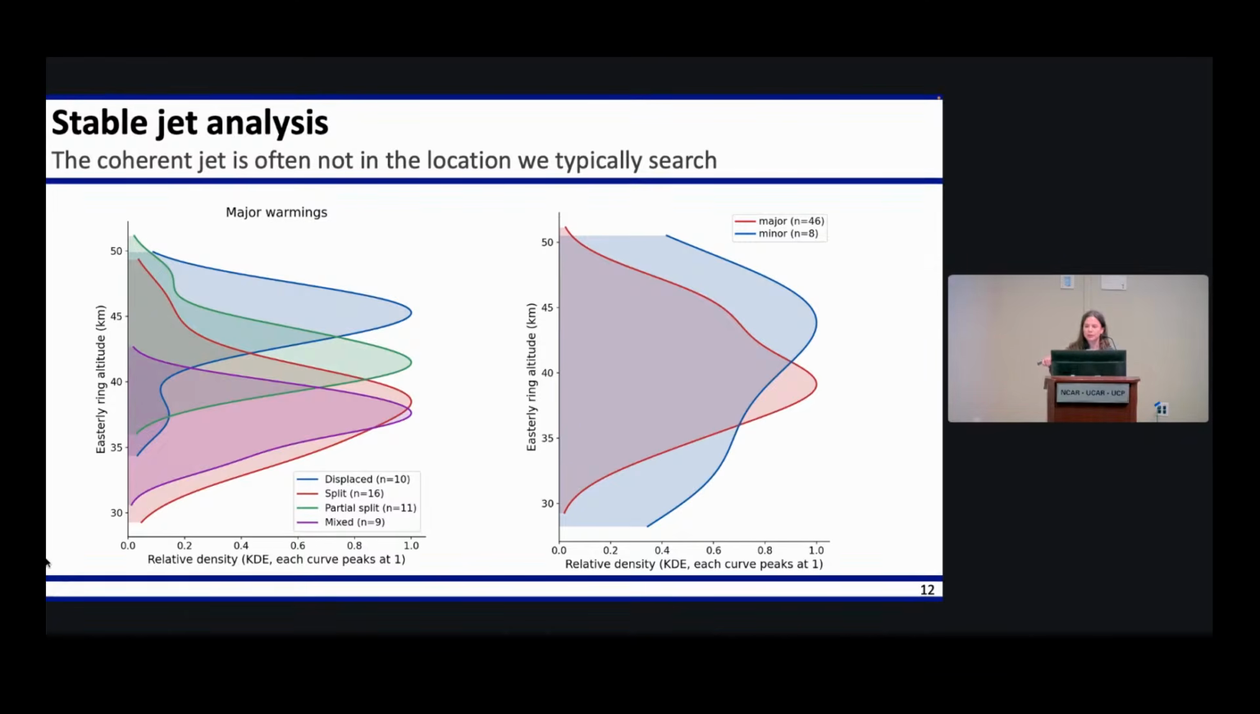On the right, I have major and minor. There are 8 minor events in this detection that actually found easterlies. These are quite spread out. And for the major, we see this peak kind of further up, as I said earlier.